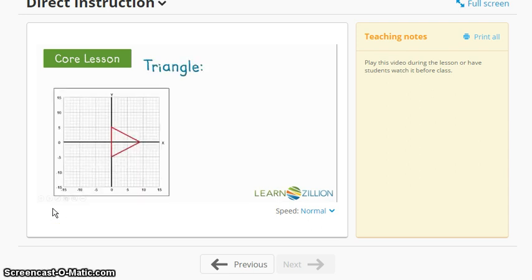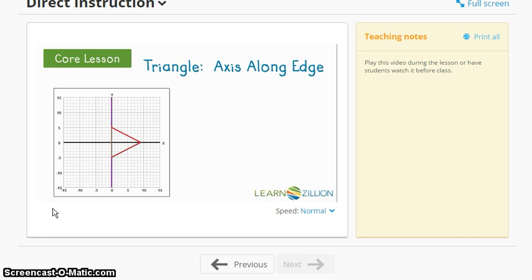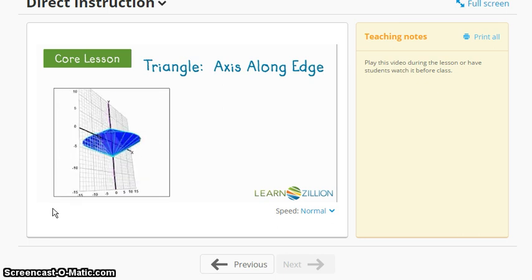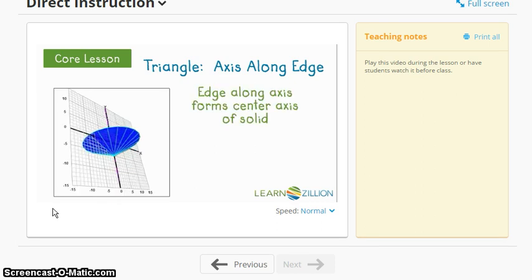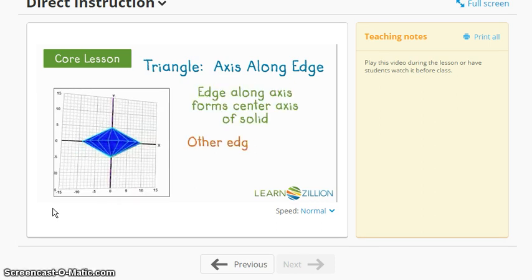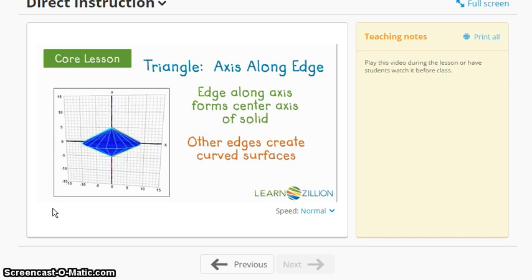If we place the axis along the edge of the triangle, watch what results. The edge that overlaps the axis provides the top and bottom extremes of this solid, and is the axis of the shape. At the same time, as the other 2 edges rotate, they create curved surfaces, pointing away from the axis.